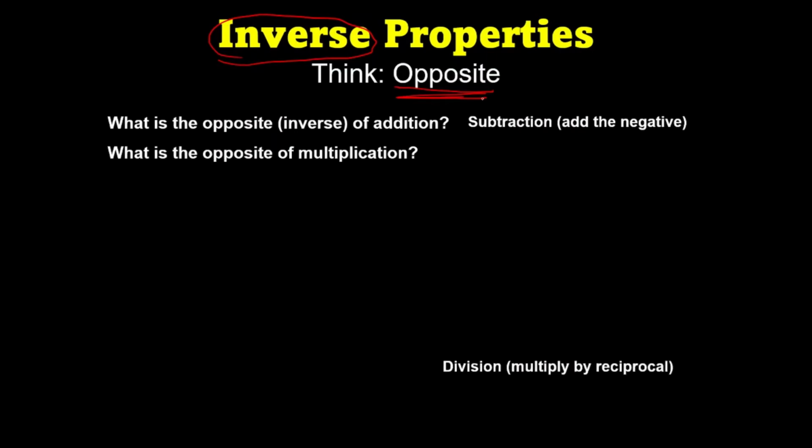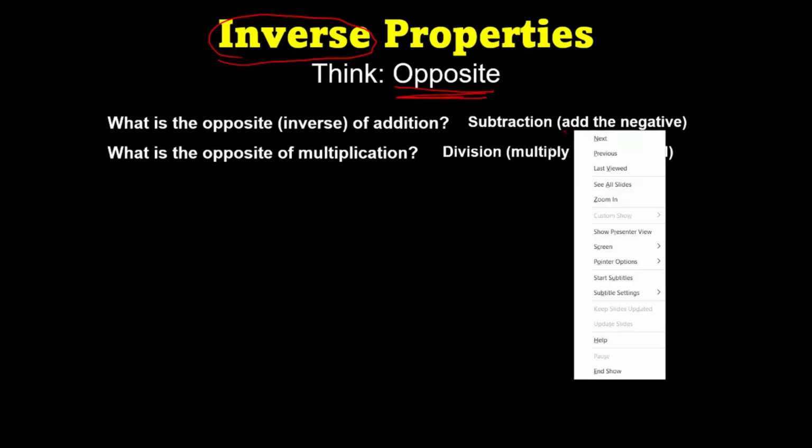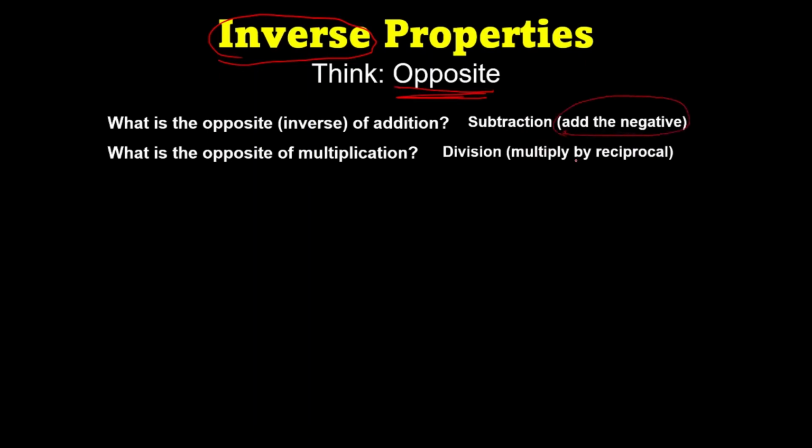Ano naman ang opposite ni multiplication? Division. Multiplying it by its reciprocal. Sa multiplication, division ang kabaligtaran niya. So, ang ginagawa natin, mag-multiply pa din tayo, pero i-multiply natin sa reciprocal. Si addition naman, ang inverse niya ay subtraction. Ngayon, ang ginagawa natin, ina-add natin yung negative.